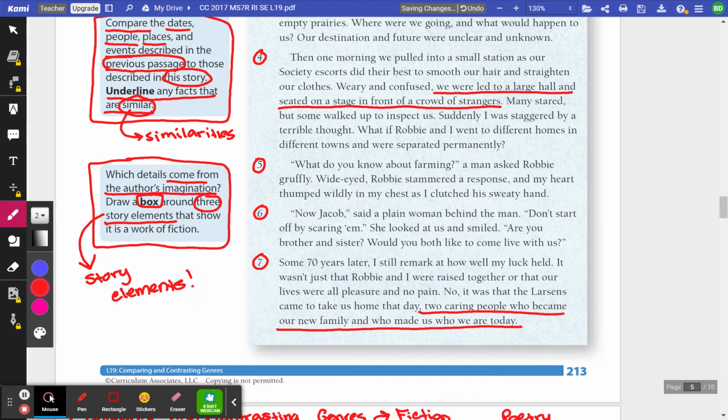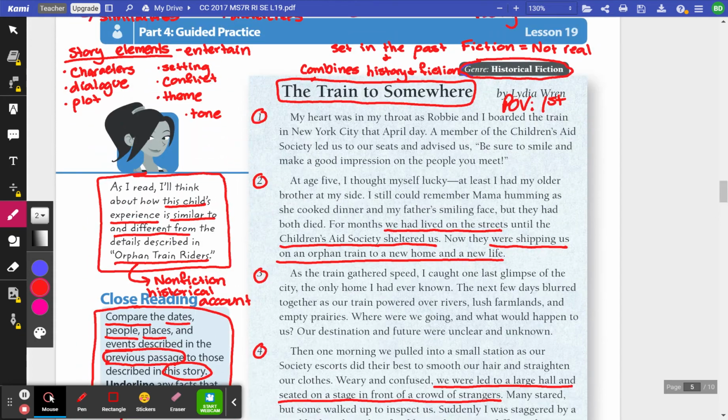So, for example, you're going to be looking for invented characters, dialogue, setting, plot, theme, tone, all of that. You've got to find at least 3, according to this close reading box. We've already found the historically accurate details that are in both passages. Now we've got to figure out what makes this work fiction. How do we know this is invented or imaginary and not a historical account? We can figure that out by looking at those story elements that we have listed up top.